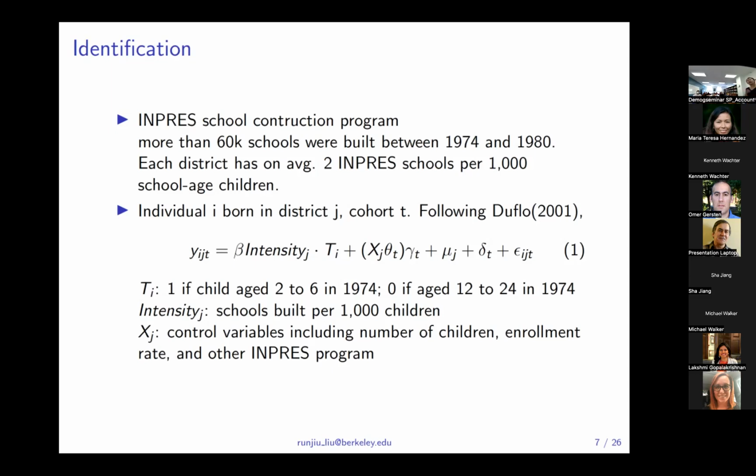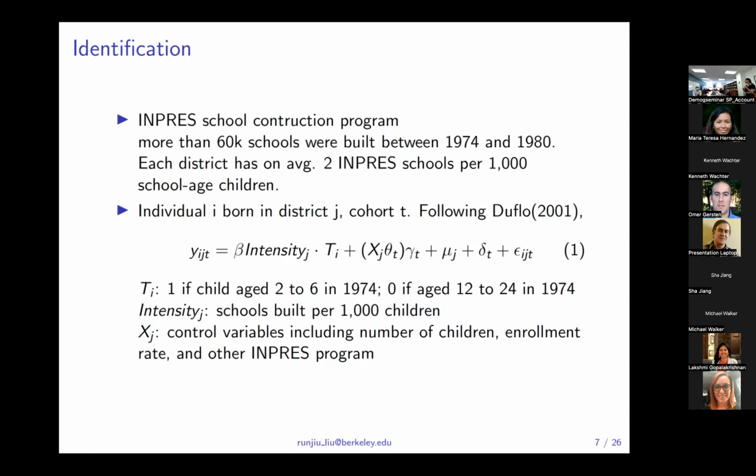This T variable takes 1 if the child was aged 2 to 6 in 1974, and 0 if aged 12 to 24 in 1974. So basically, the control group is the children that are too old to benefit from the program, and the treated group is the children that are young enough to benefit from this school construction program. And this intensity variable measures the number of schools built per 1,000 school-age children, which means that in this identification, I'm not only comparing across districts, but also across cohorts.